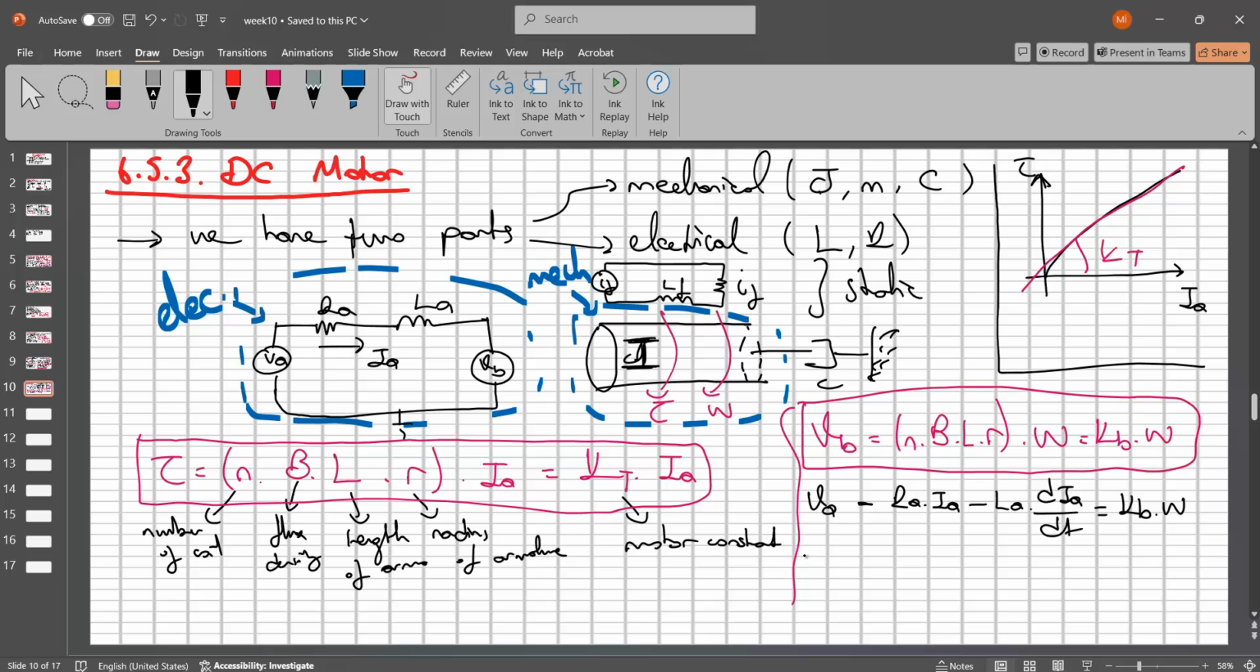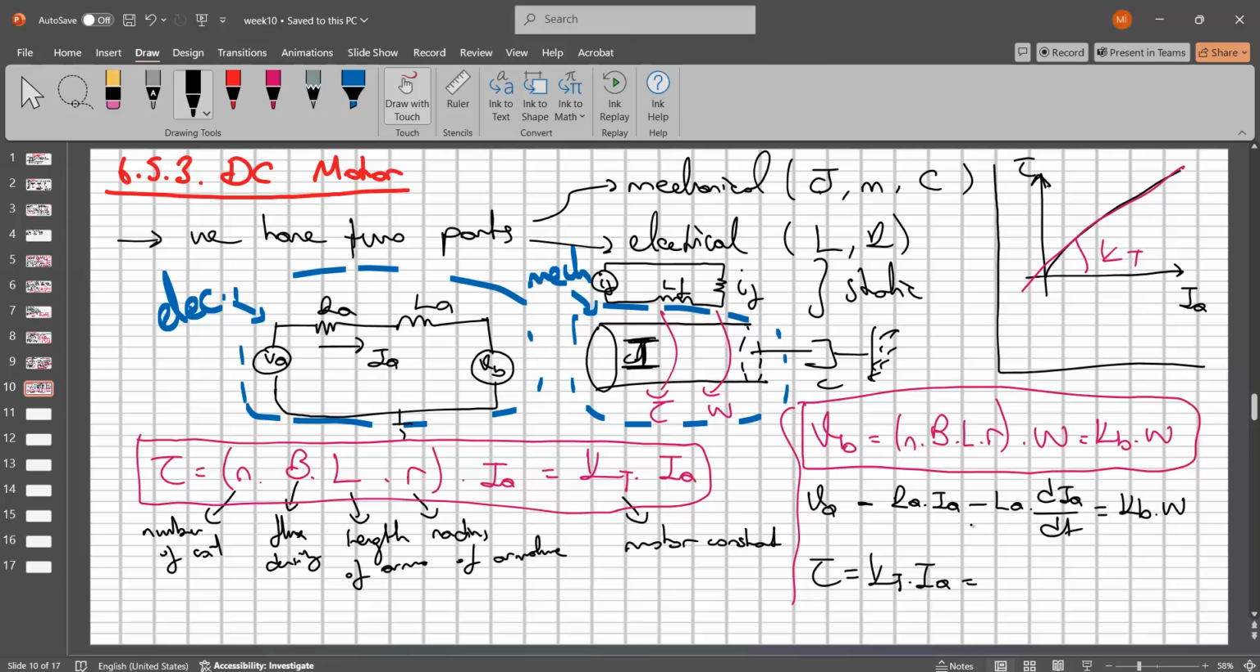What is the input or the across variable of the mechanical system? Force, but in the rotational system? Torque. Torque: KT times IA.